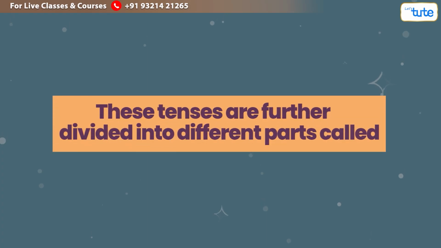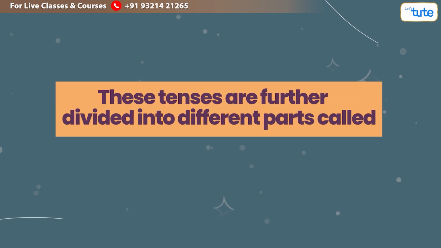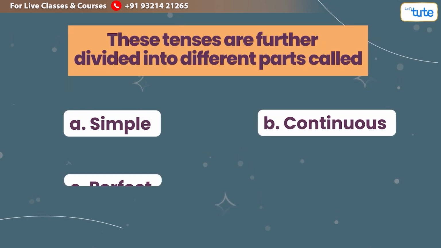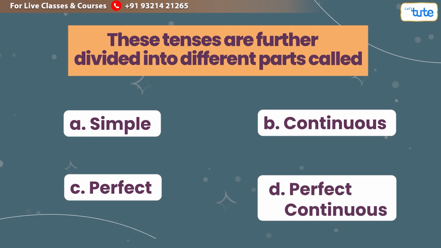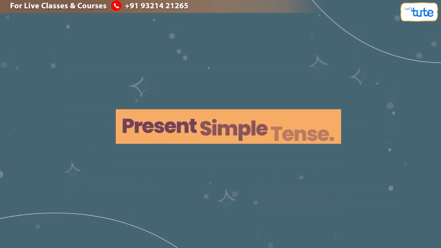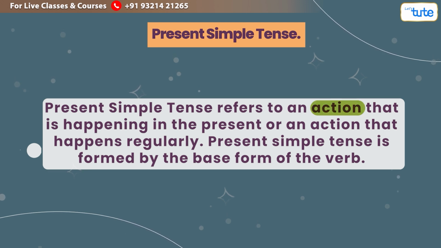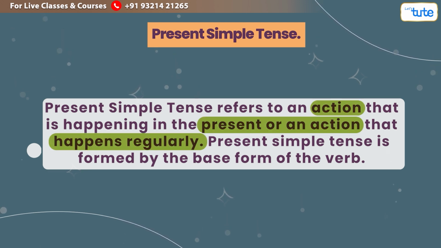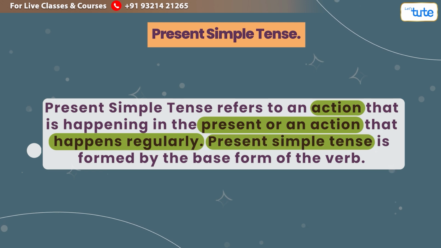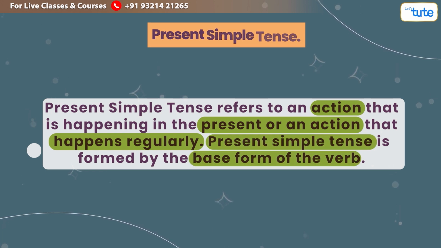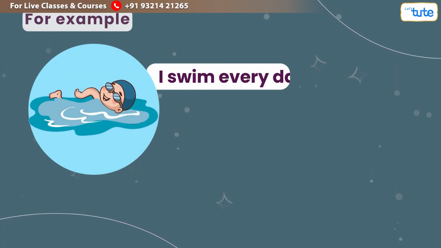These tenses are further divided into different parts called simple, continuous, perfect, perfect continuous. Let us look at them. Present simple tense. Present simple tense refers to an action that is happening in the present or an action that happens regularly. Present simple tense is formed by the base form of the verb. Example, I swim every day.